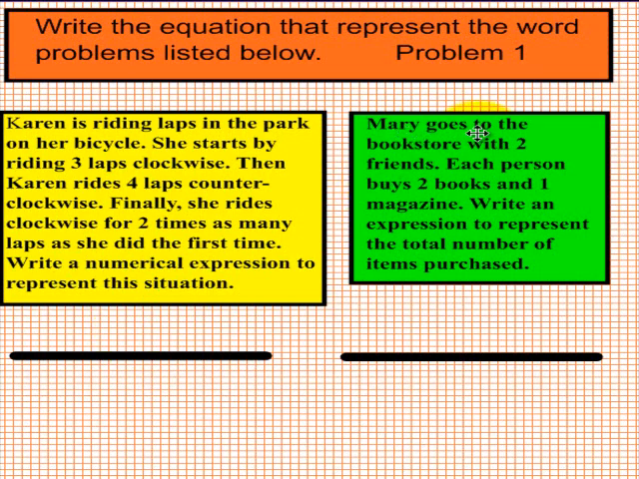Next, Mary goes to the bookstore with 2 friends. Each person buys 2 books and 1 magazine. Write an expression to represent the total number of items purchased here. If you would please, pick up a pen to solve these 2 problems. Do that now.